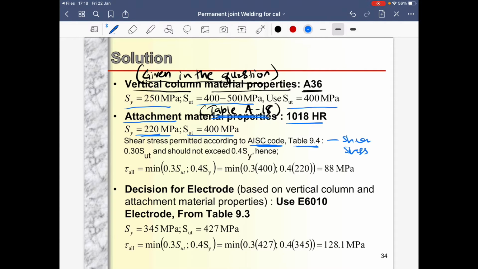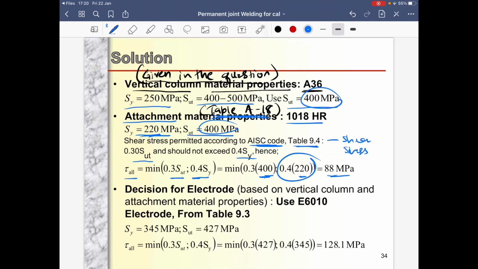And for the shear stress, we have to take 0.3 SUT and 0.4 SY. So which value should we put for ultimate tensile strength and yield strength? Again, use the minimum one. So you put the allowable shear stress is the minimum of 0.3 SUT and 0.4 yield strength. For the ultimate tensile strength, we take the 400 one. So 400, both of them, vertical column and the attachment material, 400 megapascal the minimum. For the yield strength, we take the lowest one for the attachment, 220 megapascal. Then from both of them, we take 0.4 times 220, 88 megapascal.